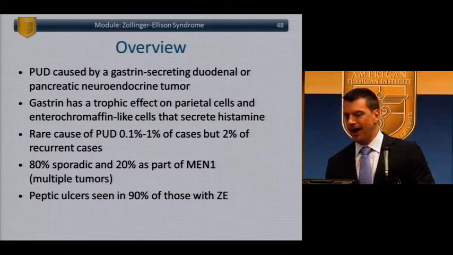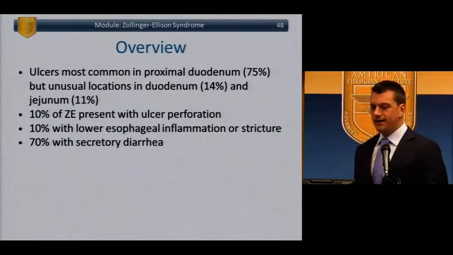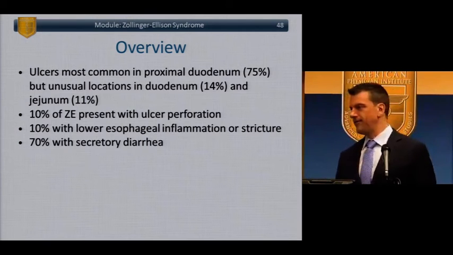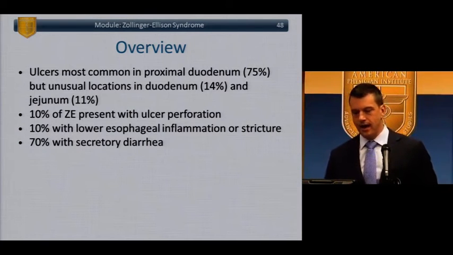80% of these are sporadic. 20% occur as part of multiple endocrine neoplasia type 1. With patients with ZE, 90% of them have peptic ulcer disease. The ulcers are most common in the proximal duodenum, but they can also be in very unusual locations in the distal duodenum and into the jejunum.